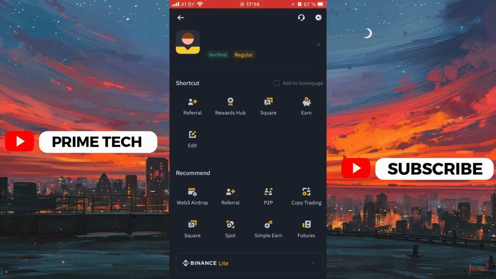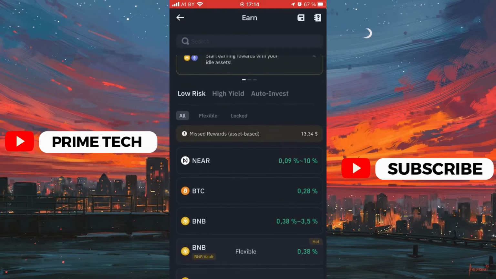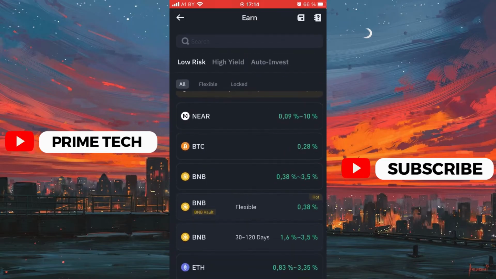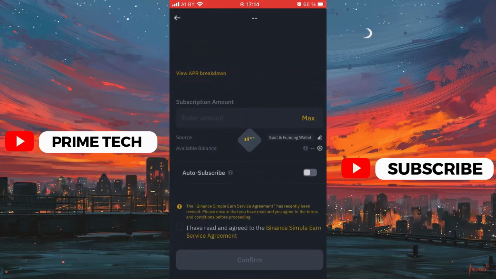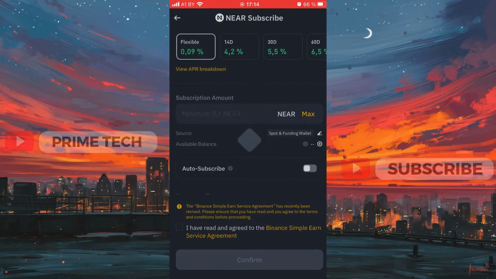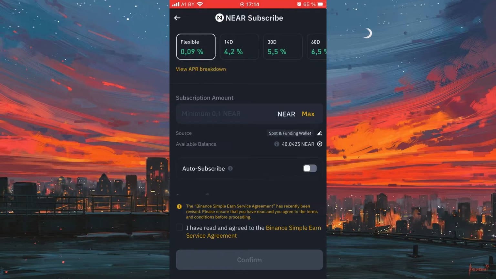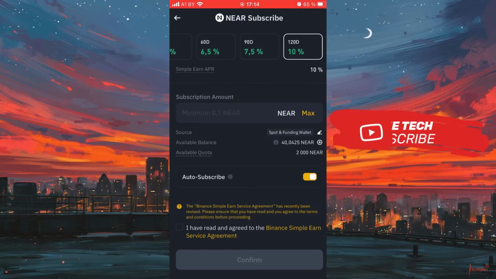and select Earn. Here is a page with the names of coins and percentages for investing. I have a NEAR coin on this account, so let's look at its example. Click and see the number of days to invest and the interest for the year. There is also a flexible percentage. For example, let's choose 120 days at 10%.